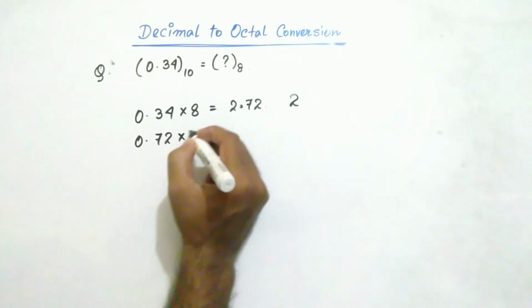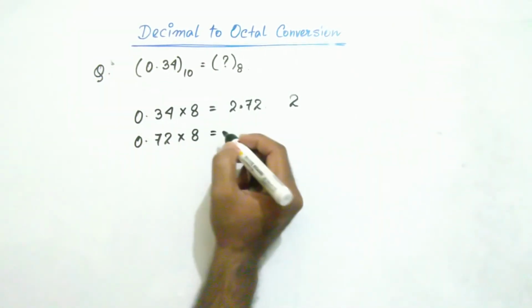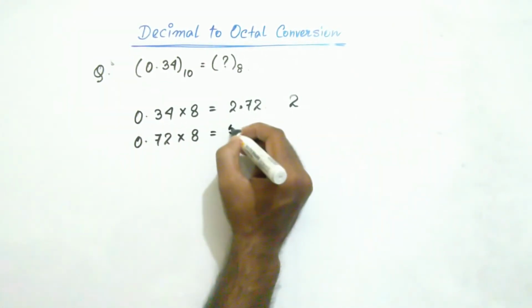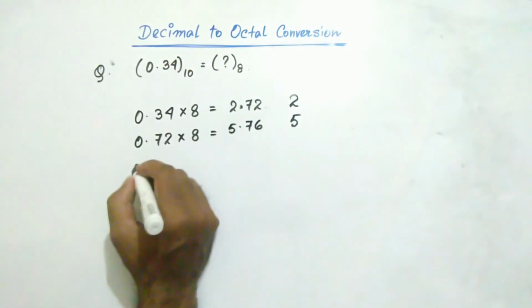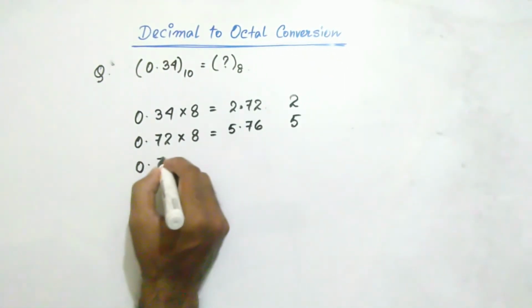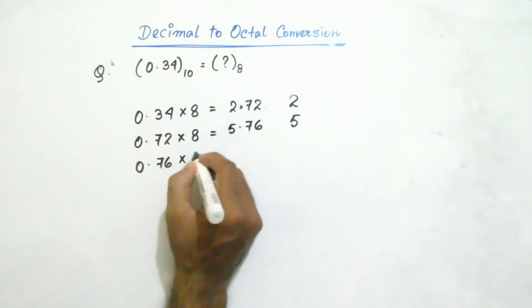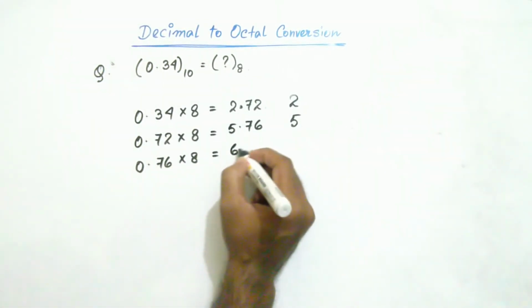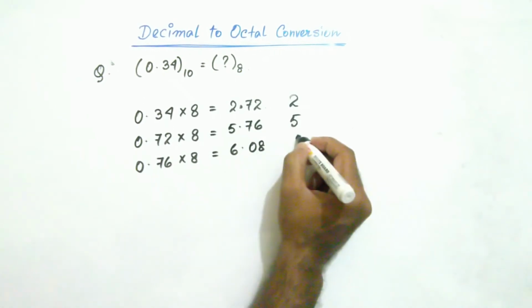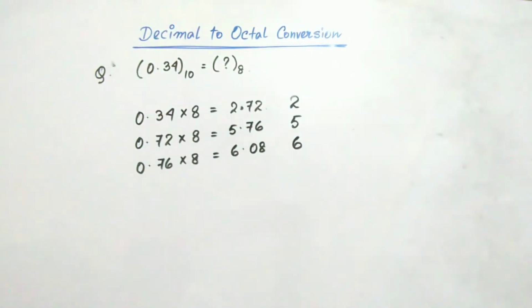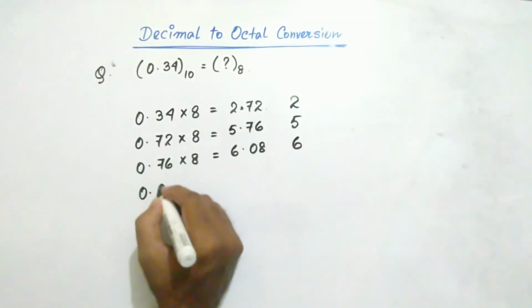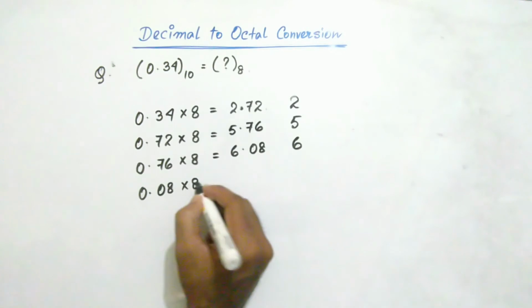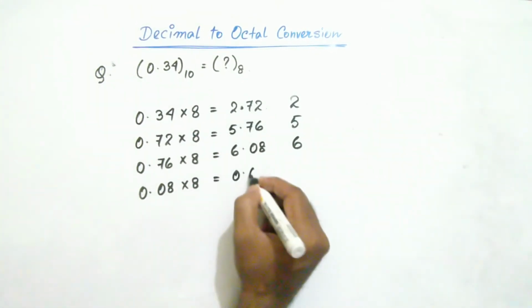We are left with 0.72, which is again multiplied with 8 and the result will be 5.76. We collect the left part of the decimal point, which is 5. So we are left with 0.76, which is further multiplied with 8, and we get 6.08. We collect the result 6. Now we are left with 0.08, which is multiplied with 8, so we get 0.64.